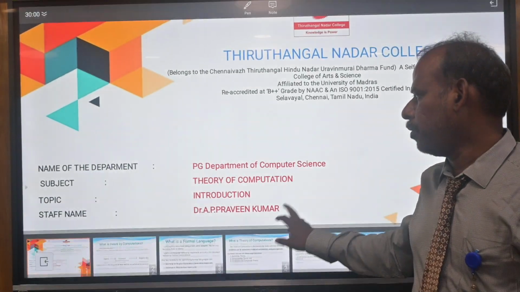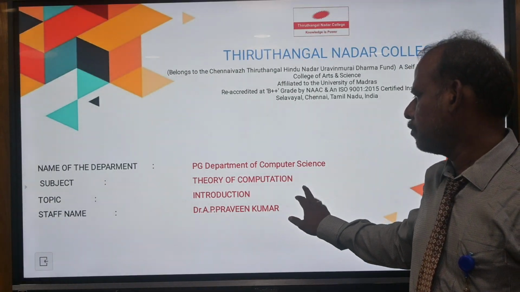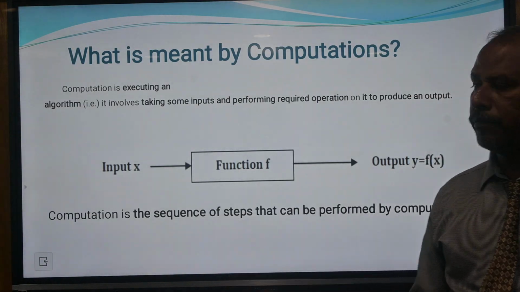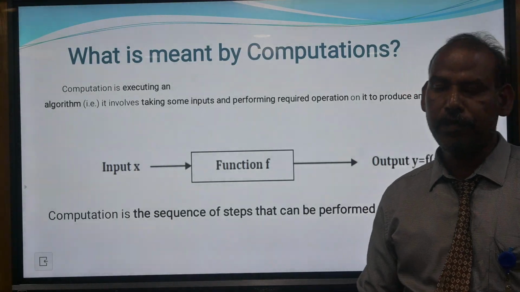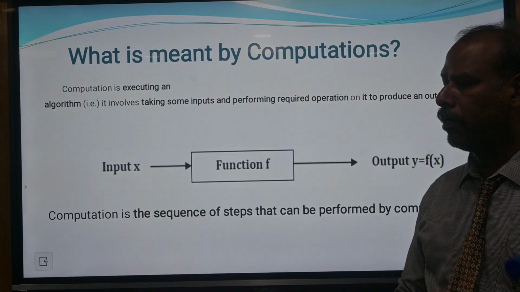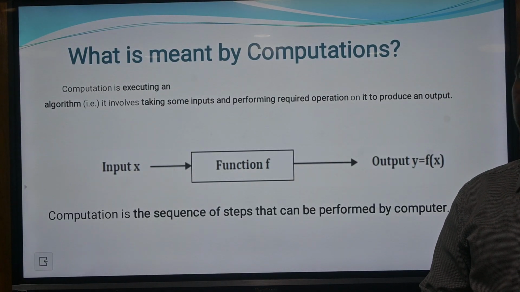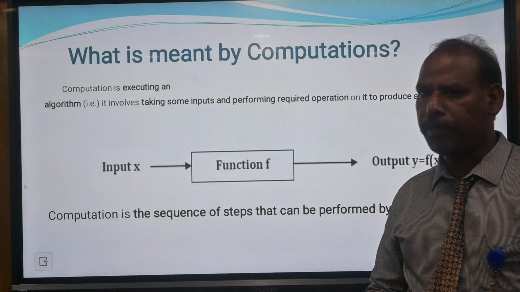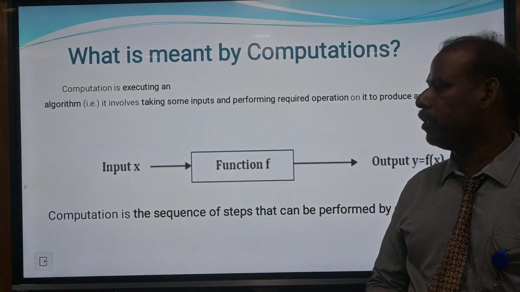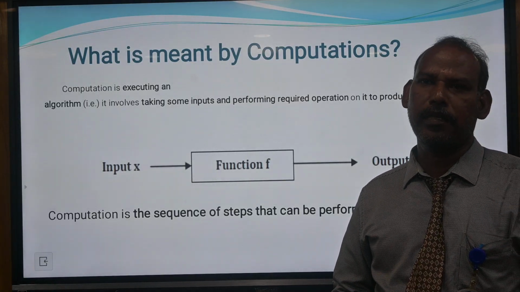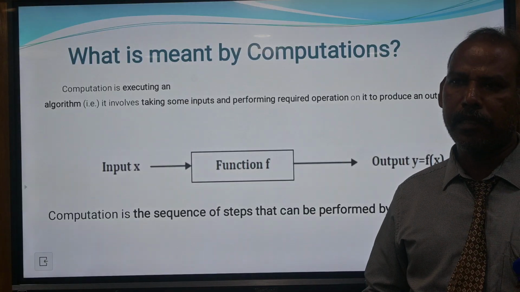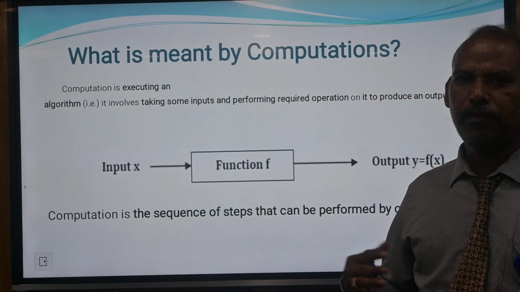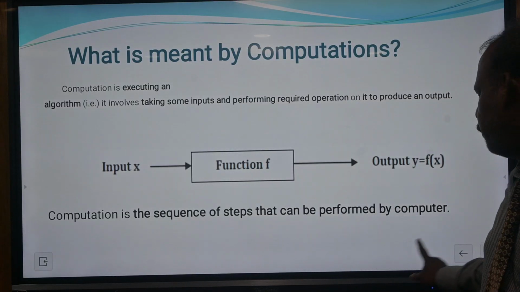In this introduction part, what is computation? What is meant by computation? Computation is nothing but executing an algorithm. It involves taking the inputs and performing the required operation on them. Whatever input is given will be processed as a function that gives the result f of x, that is the output. Computation is a sequence of steps. The particular steps are performed by the computer.